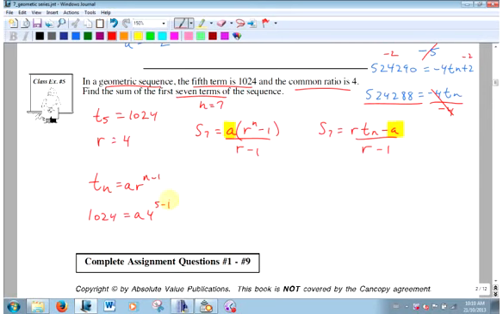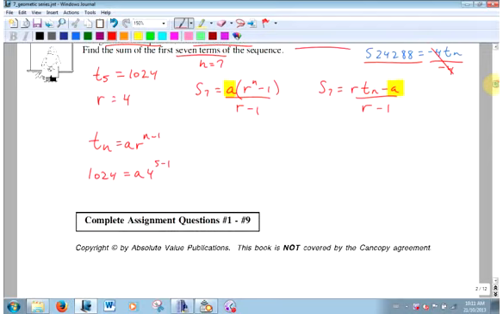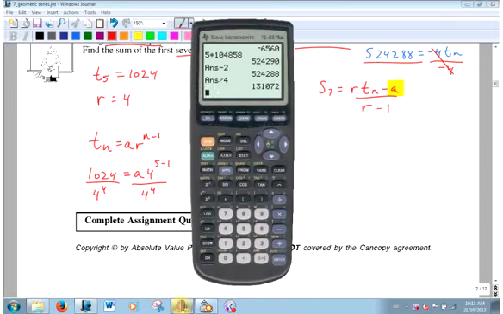Okay? This is what we did last day, right? Solve for A. So how do I get A by itself? Get rid of that, that's 4 to the 4th power. So divide it away. So what is 1024?